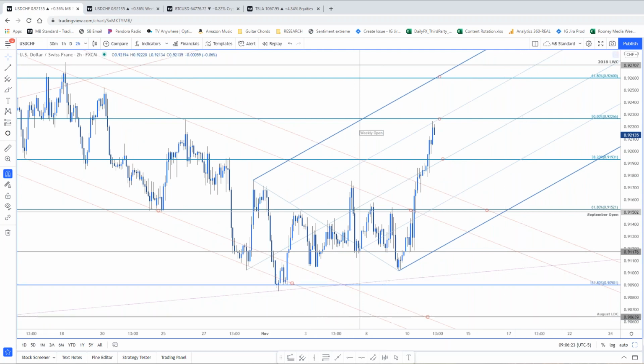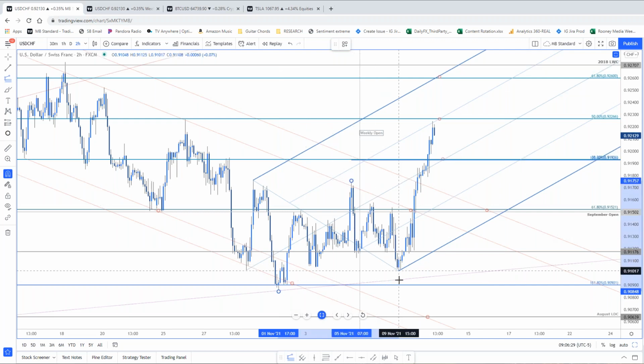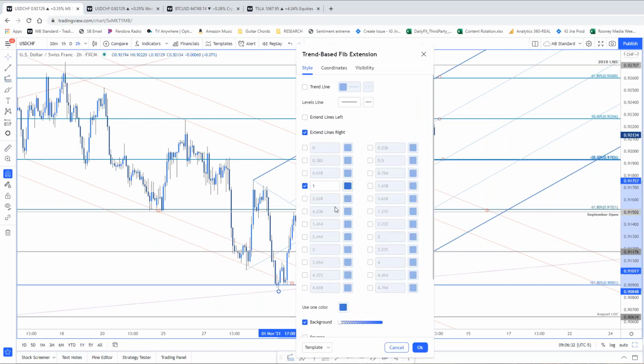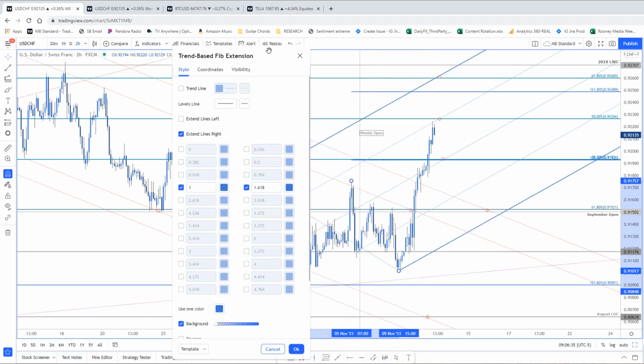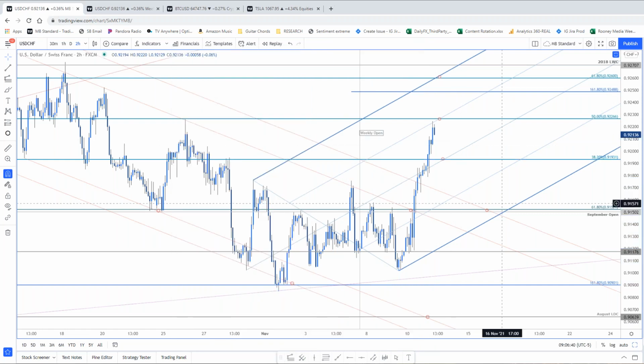The other extension I would want to take into account would be this. And we already broke the 100, and the 1618's up there. All right, we'll leave that there for some color. 92.50.